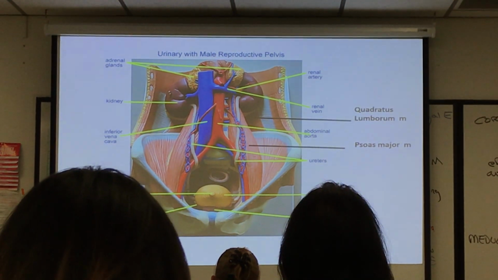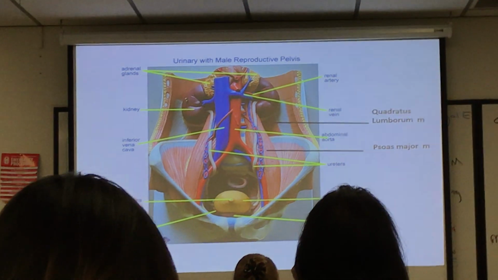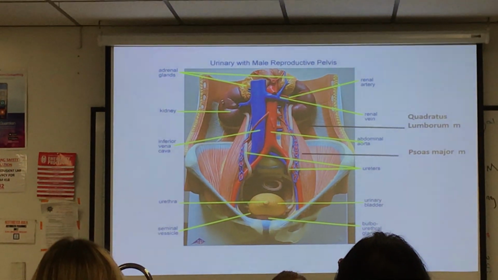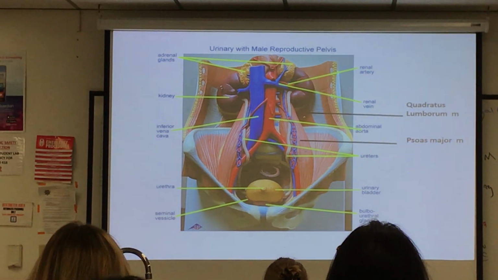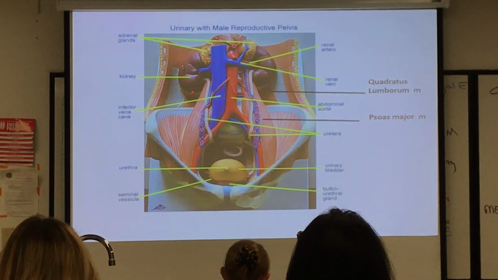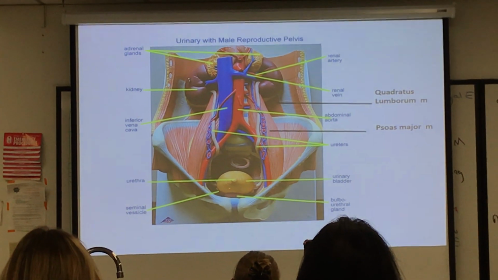So this is the model that I brought up to the front room to show you the placement of the diaphragm here. Here's the quadratus lumborum muscle and the psoas major. All right, and you're seeing the ureters coming down to the bladder.